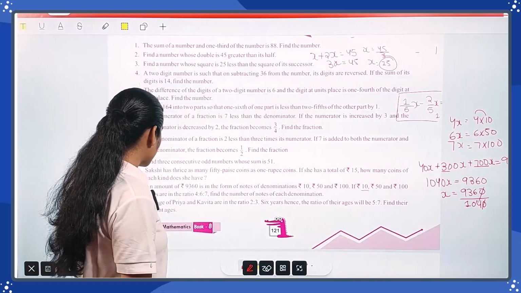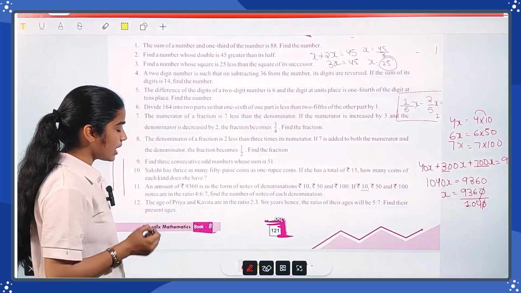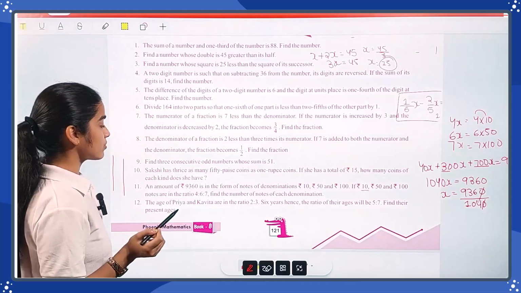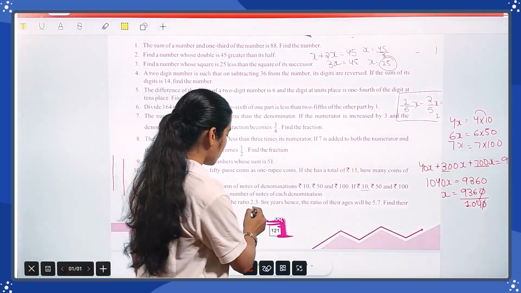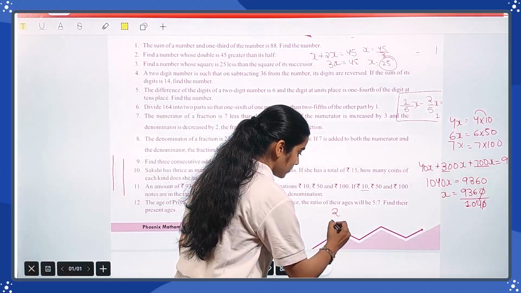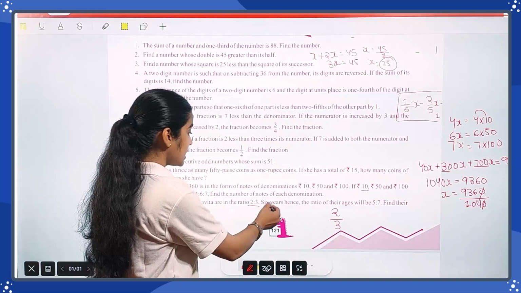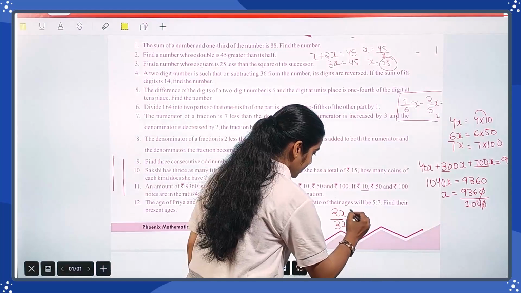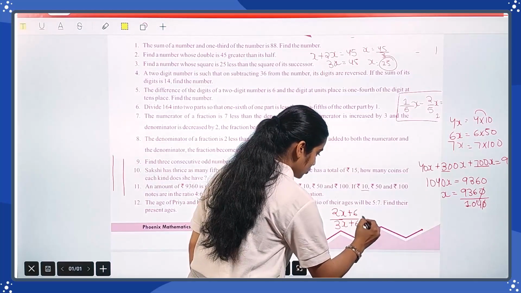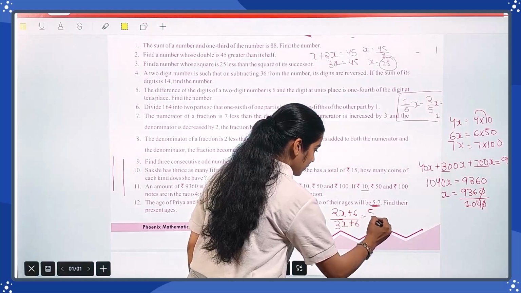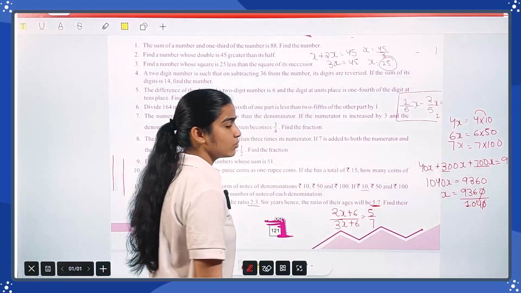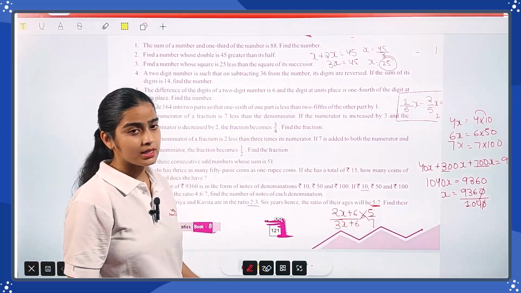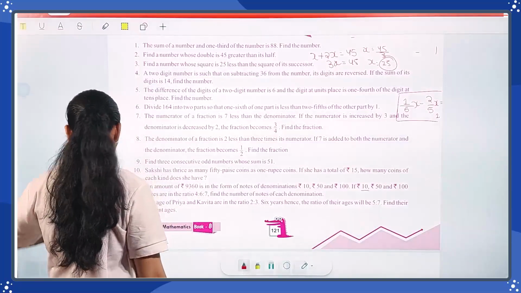got your answer. Now the ages of Priya and Kavita are in the ratio of 2:3. 6 years hence the ratio of their ages will be 5:7. Find their present ages. It means 2 by 3. So 2 by 3. 6 years hence, so we have to add 6 in this, 2x plus 6 and 3x plus 6, which is equal to now 5:7. 5 by 7. Now you already know how you have to solve this type of equations. Cross multiply it, get your answer, and your question ends here.